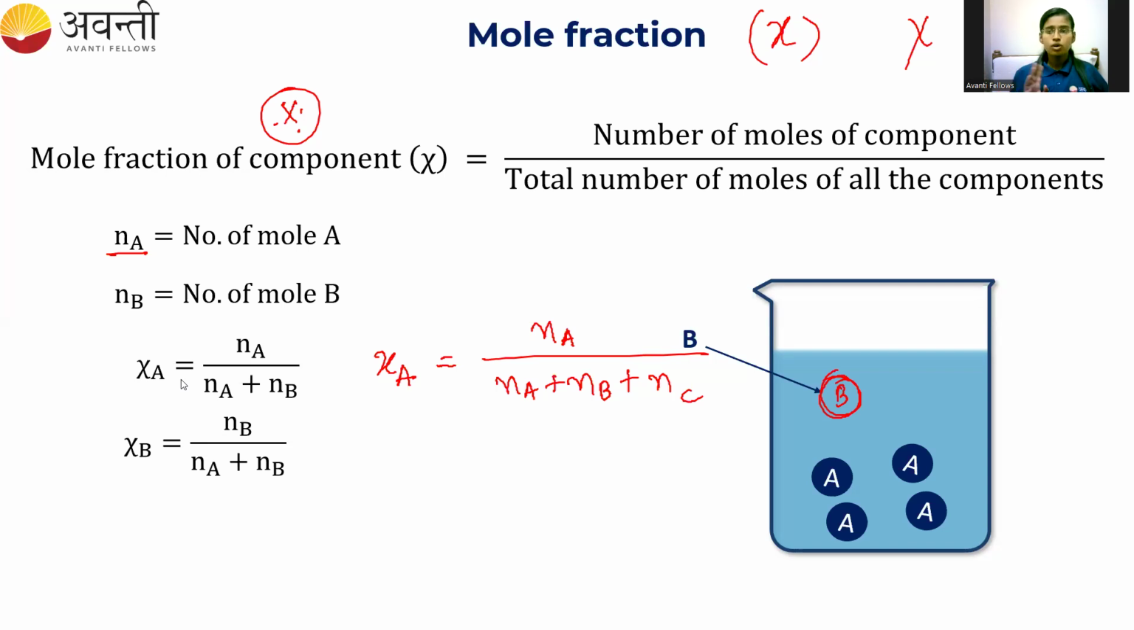And one more important point is the sum of the mole fractions. So here we have only 2 components. The sum means XA plus XB. So that will be equal to 1. XA plus XB will be equal to 1.